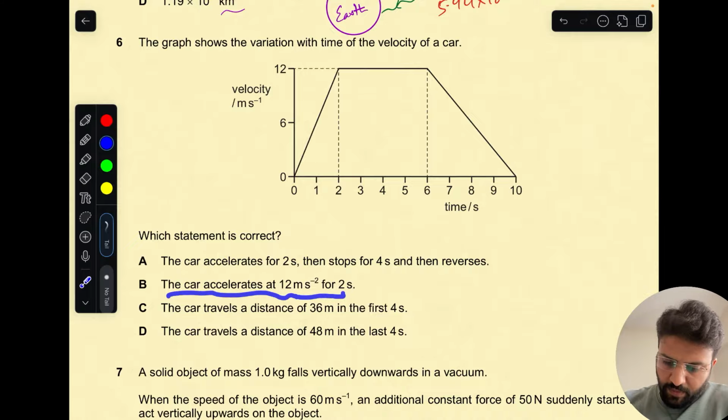The car accelerates at 12 meter per second for 2 seconds. So if you have to find the acceleration of this, you have to find slope. Rise is 12, run is 2, so slope will be 6. It's not 12. Okay, it's wrong.